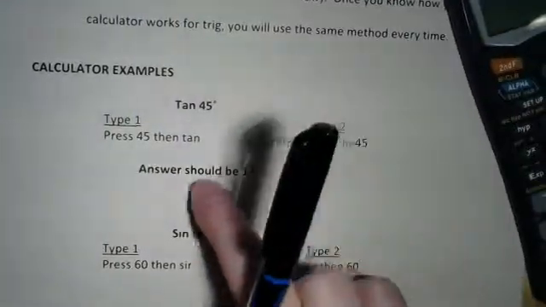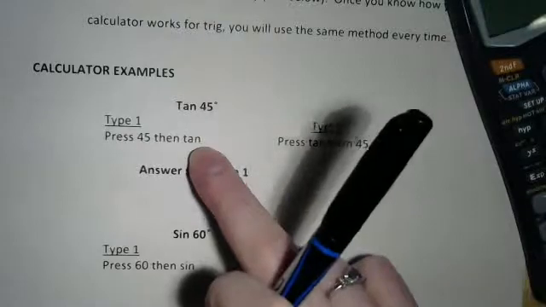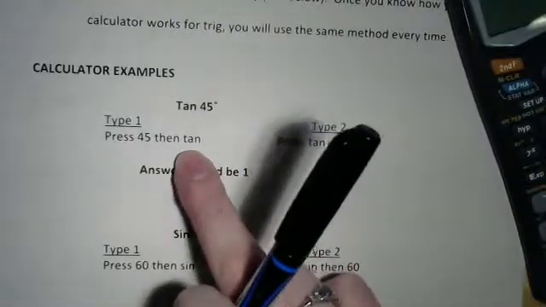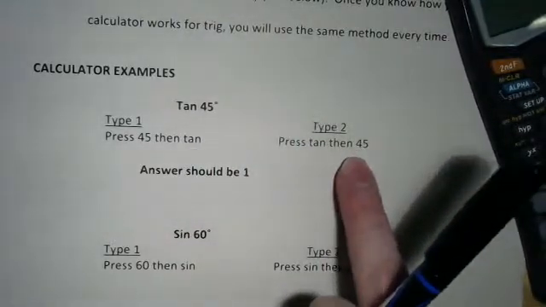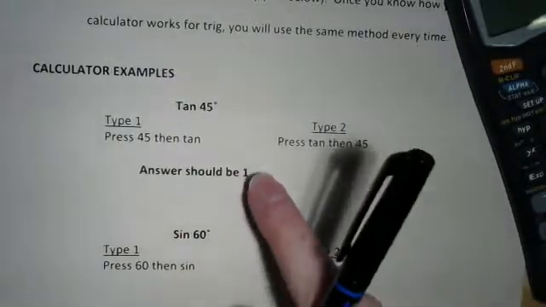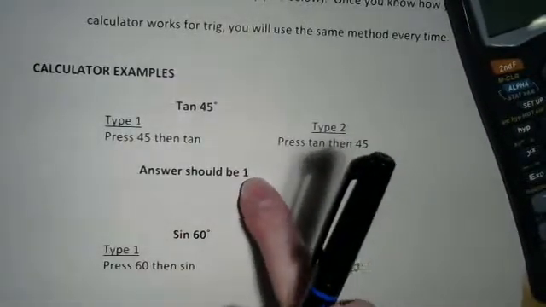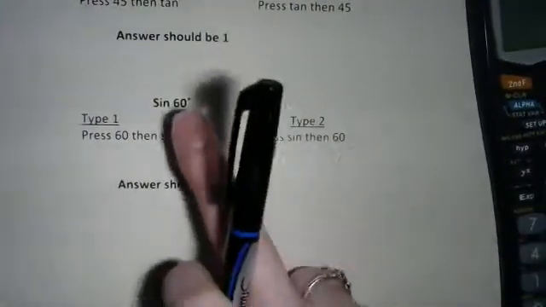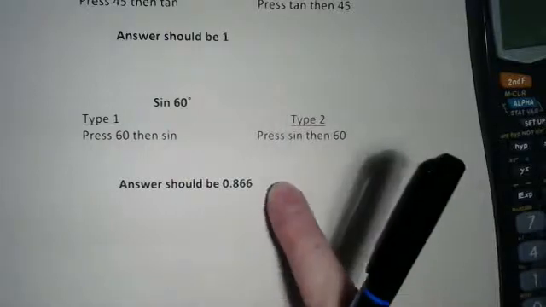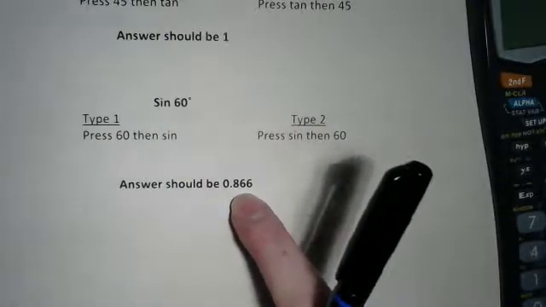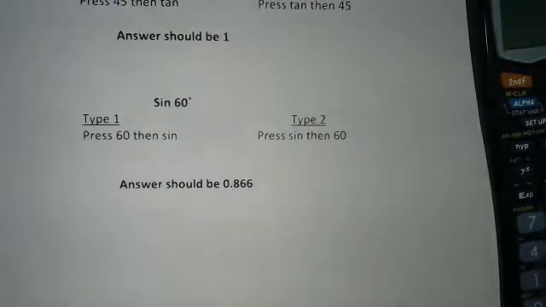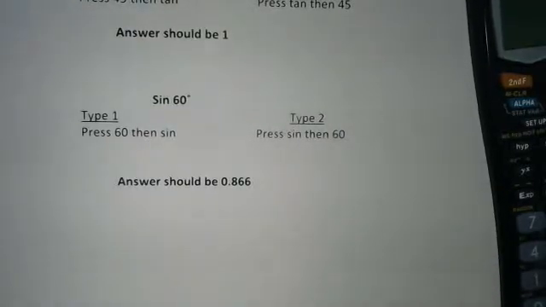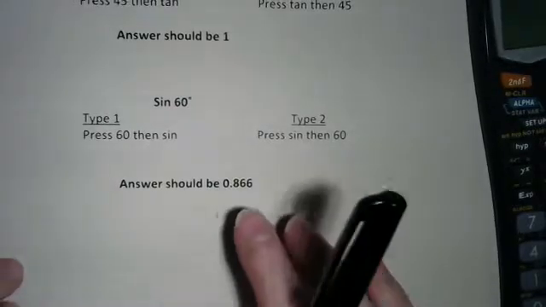So here are some examples. Calculate tan of 45 degrees. Sometimes you press 45 then the tan button. Sometimes you press tan then 45. Either way, whichever way your calculator works, you should get 1. If you're not getting the answer 1, then double check that your calculator is in degrees. Similarly, sine of 60 degrees should end up being 0.866. Use your method. If you do not get that answer, once again, chances are your calculator is not in degrees. If you've got those, then your calculator is probably good to go, and you're ready to do some examples.